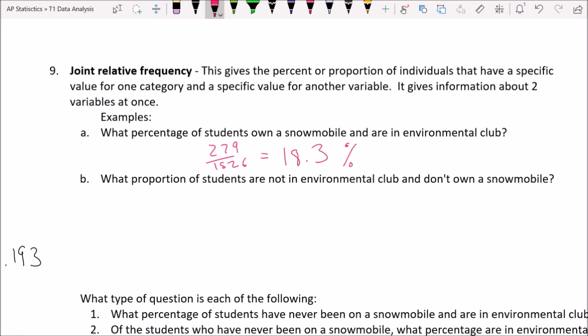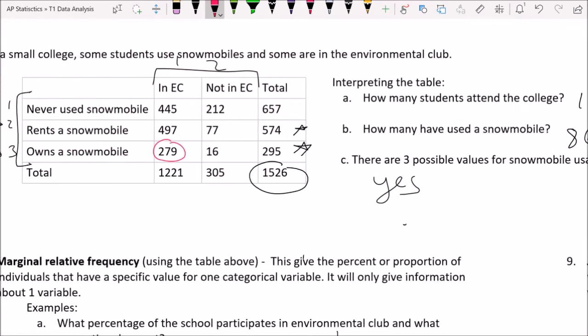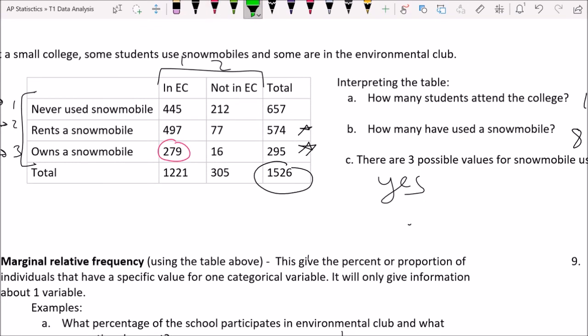All right, part B, what proportion of students are not in environmental club and don't own a snowmobile? All right, that sounds a little more involved. Let's go look. Not in environmental club and don't own a snowmobile. So who are those people in this chart? Not in environmental club, they've never used, they don't own. If they rent, they don't own. So these are the folks that fall into that category.